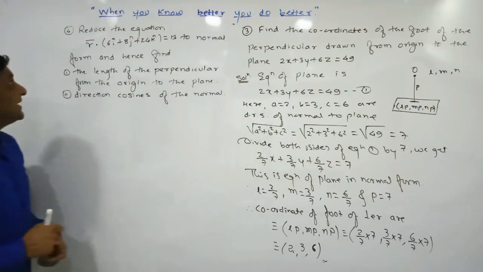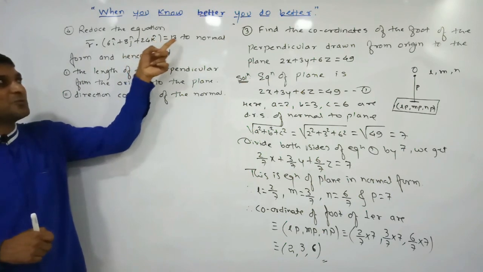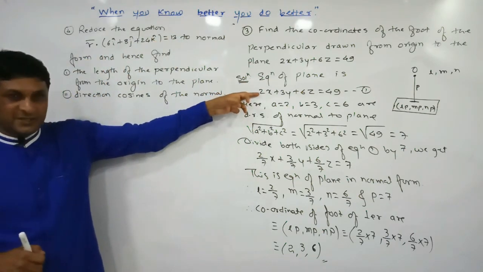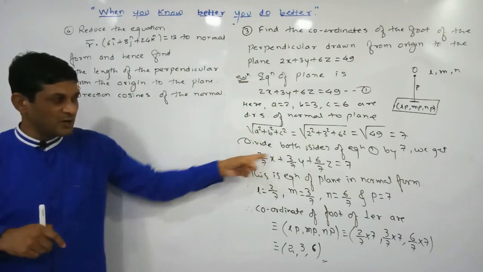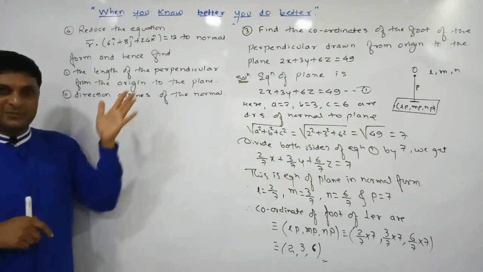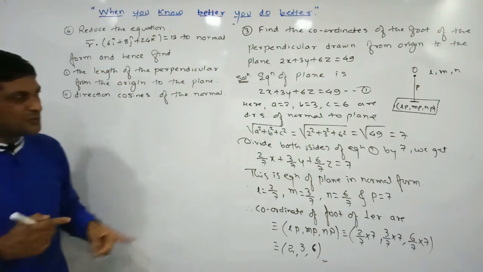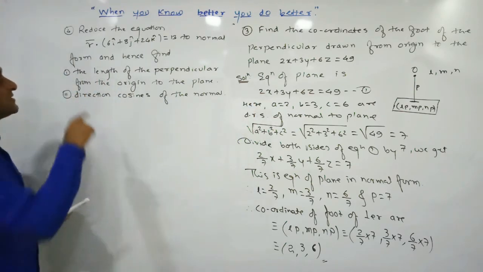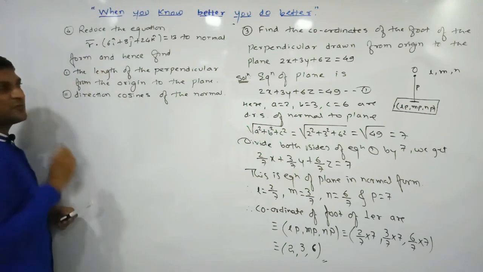Now in example number 4, one equation of plane is given to us and we have to reduce this equation into normal form. So already here the equation of the plane is in Cartesian form, and here we have converted this equation into what? Normal form. So this vector equation we have to convert into the normal form, means the same method we are applying which we have applied in the case of the Cartesian equation.